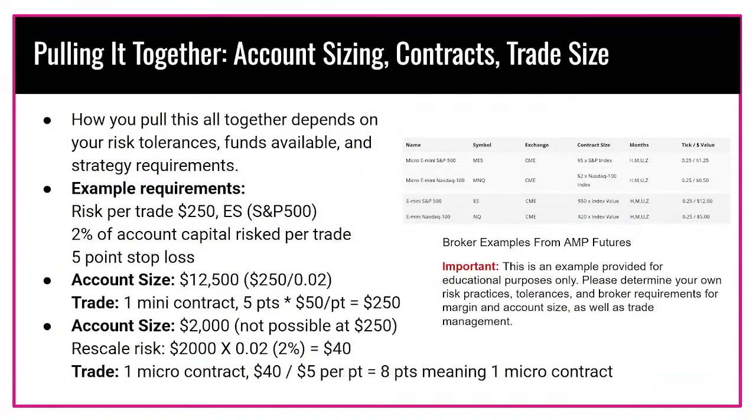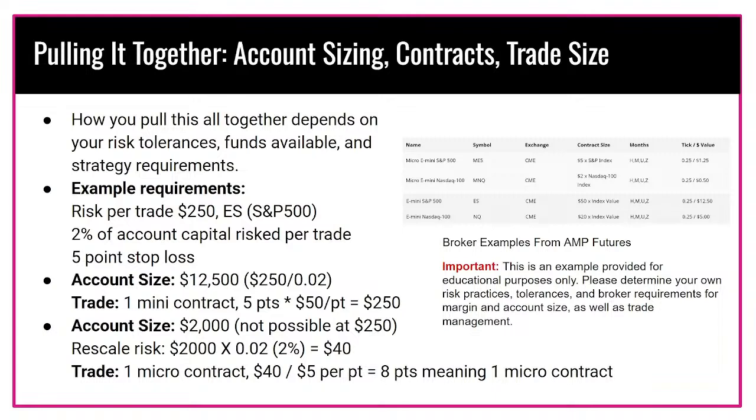Now, pulling it together: account sizing, contracts, and trade sizing. How we pull this all together really does depend on your risk tolerances, the funds available, and what your strategy requires in order for you to take trades. Let's walk through one example here. If your risk is $250 per trade and you're on the ES, which is the S&P 500, you want to risk a maximum of 2% of your account capital per trade, and you are using a 5-point stop loss. Let's determine what our account size would need to be in order to support those parameters.